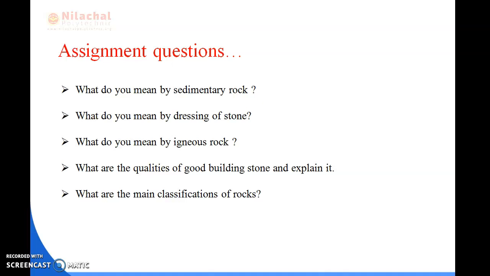And next is, what do you mean by igneous rocks? I have told you, when the temperature below our surface is very high, the molten magma comes out from the surface, and when it cools, igneous rocks are formed. And what are the qualities of good building stones? Discuss the 10 qualities of good building stones and explain them. And what are the main classifications of rocks? I have told you about the main classifications of rock.